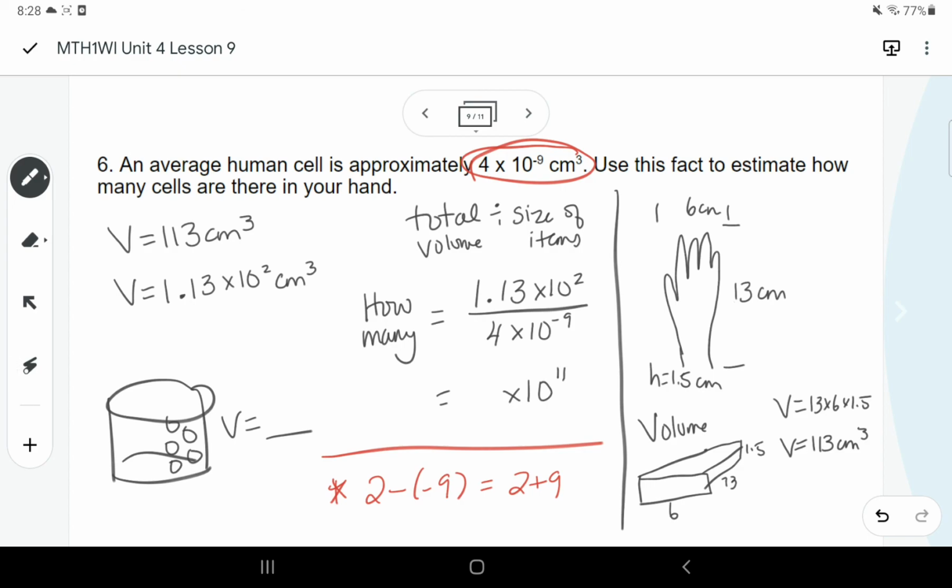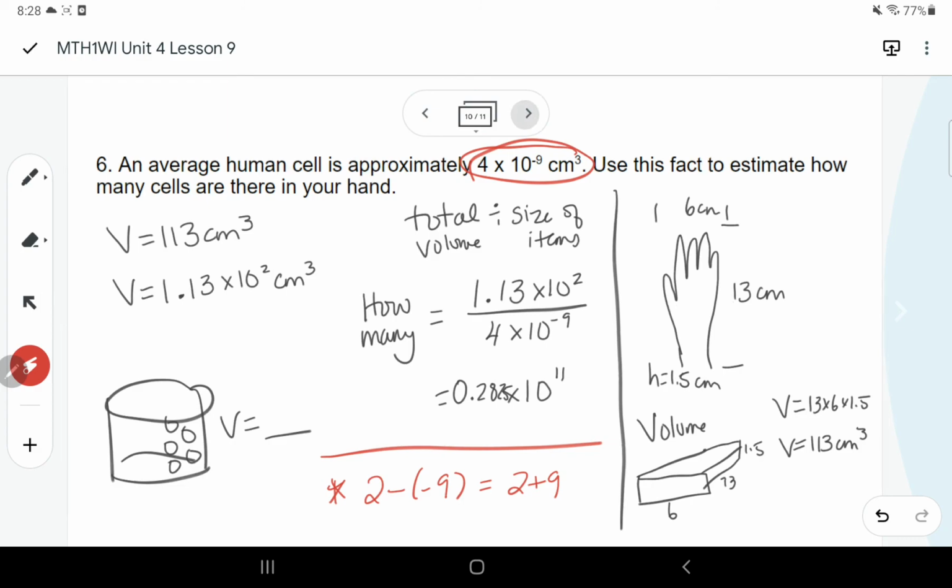1.13 divided by 4, I get 0.2825, or just 0.28 would be fine. So there would be 0.28 times 10 to the 11 cells in just your hand. That's a lot of cells, because remember, that means that's the number of zeros after this. Okay, so different applications of scientific notation and a really good way to represent big or small numbers.